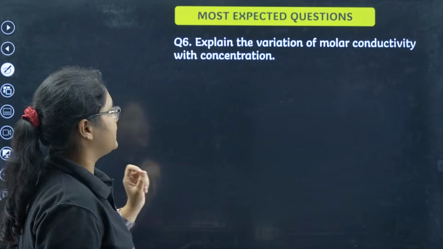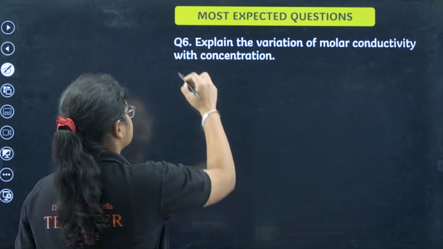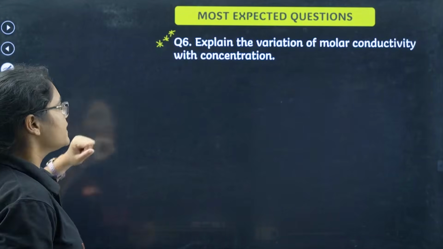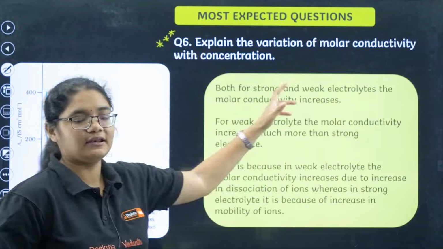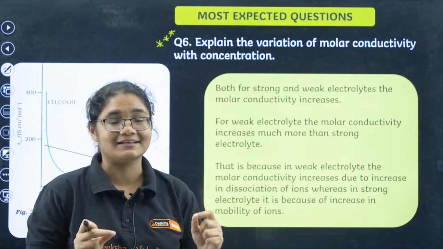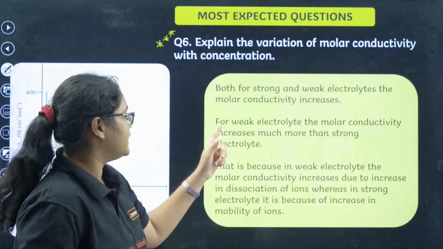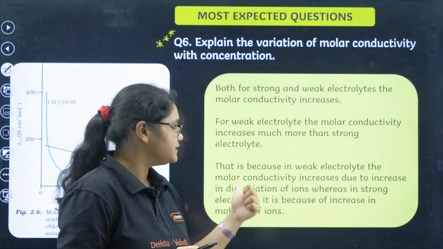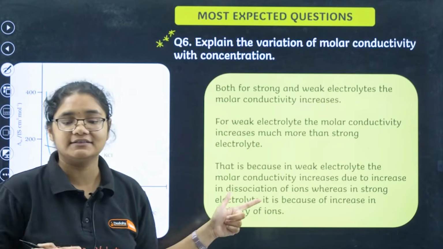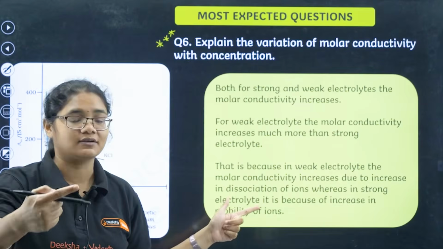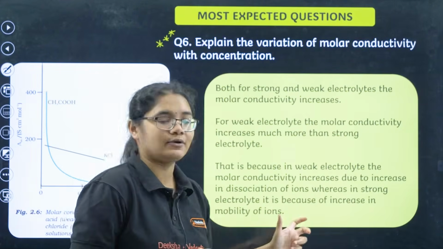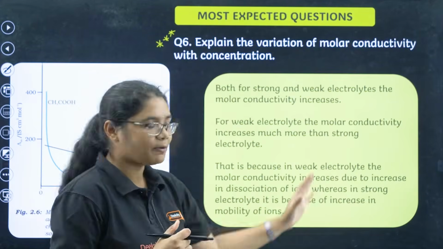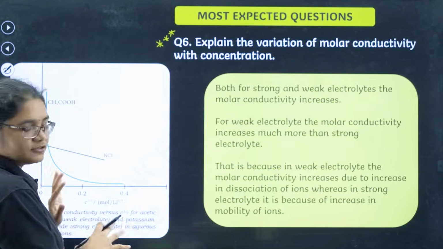Then we have explain the variation of molar conductivity with concentration. This is a super important question. Almost every year this question was asked. So we know that molar conductivity increases for both strong and weak electrolytes as the concentration decreases. Next point, for a weak electrolyte the increase is more than that of a strong electrolyte. The reason for that: in a weak electrolyte there is an increase in the dissociation of ions, that is why the conductivity increases, whereas in a strong electrolyte it is increasing just because of the increase in the mobility of the ions, right? 3 points are written. Then you also need to draw the graph, this one.